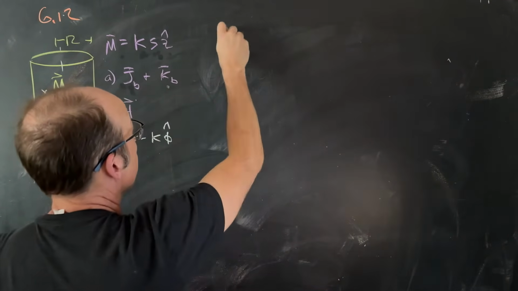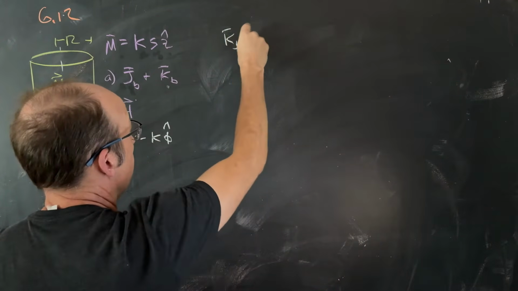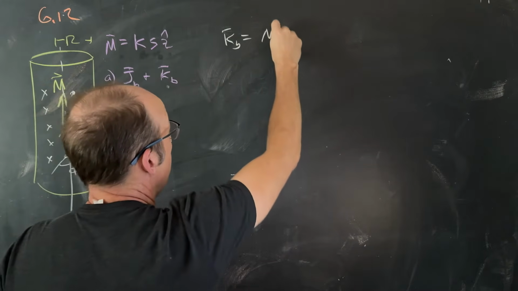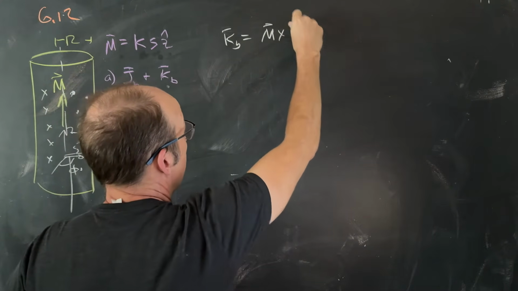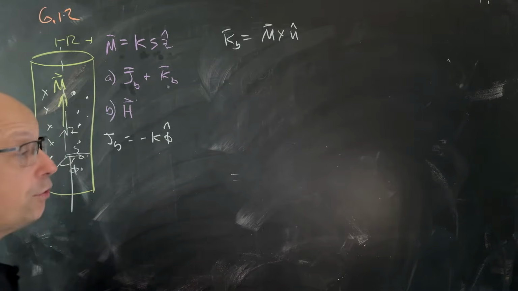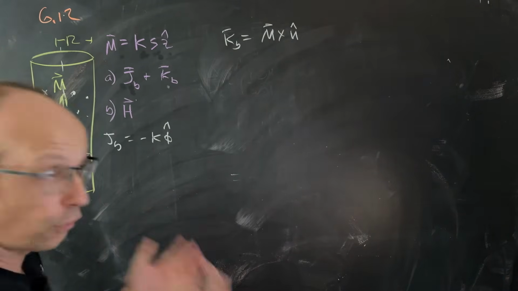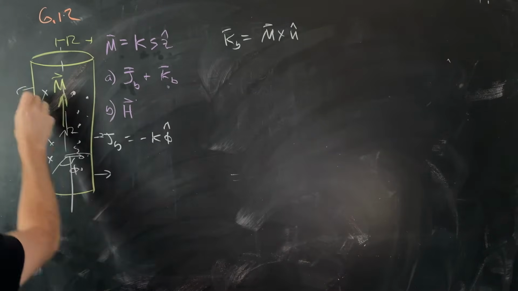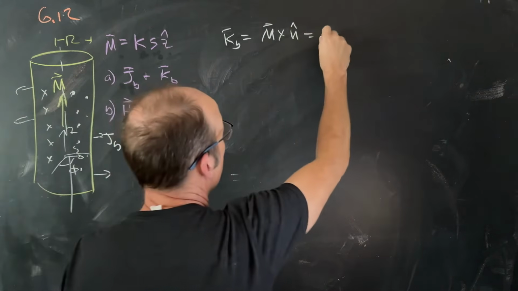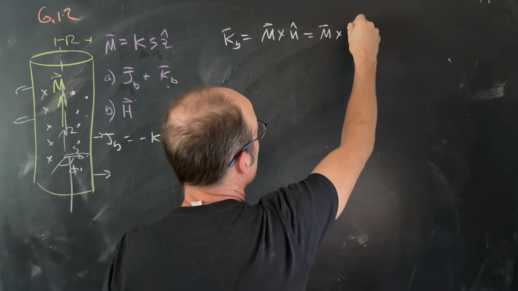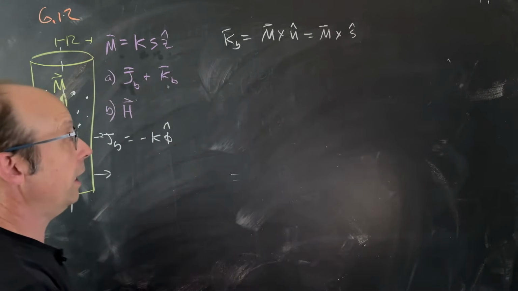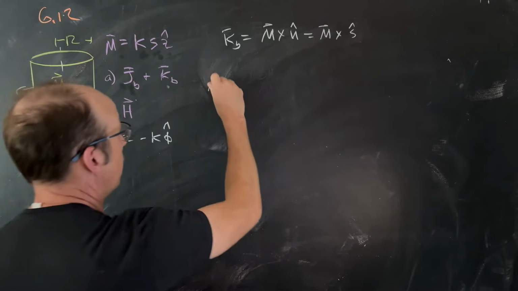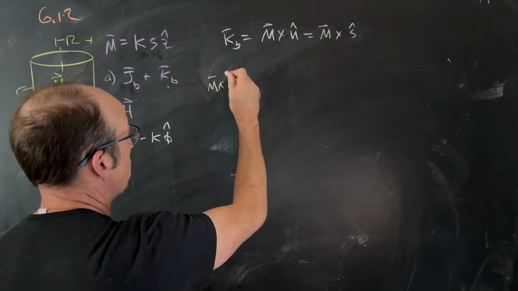So the surface current density, K_b, is going to be equal to M cross n hat. n hat is a unit vector perpendicular to the surface. So right over here, we have n hat going this way. It's n hat going that way. Really, we're going to do M cross s hat. Well, let's just go ahead and do this cross product, M cross s hat.